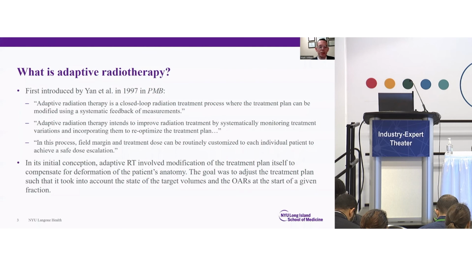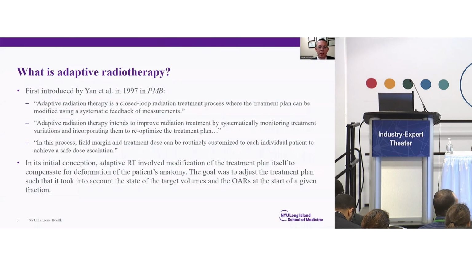What do we mean historically when we talk about adaptive radiotherapy? Well, the concept was introduced by Yan in 1997, and really it related to the treatment plan being modified using a systematic feedback of measurements. So adaptive radiotherapy intends to improve radiation treatment by systematically monitoring treatment variations and incorporating them to re-optimize the treatment plan. So in this process, the field margin and the treatment dose can be routinely customized to each individual patient.